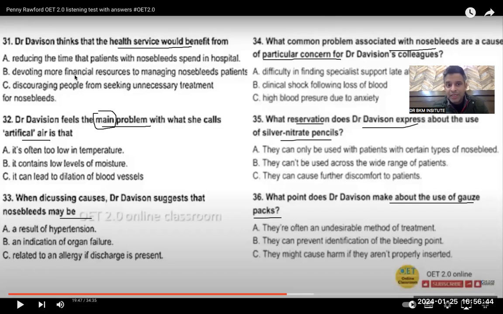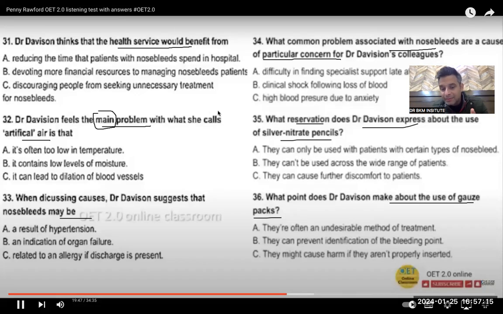And by the time I would be reading the first question, Dr. Davidson thinks that, now I should know all the 3 options. Health service would benefit from reducing the time that patients with nosebleeds spend in the hospital. Again, every word is important. Reducing the time of patients in the hospital, devoting more financial resources means giving more money, or discouraging people from seeking unnecessary treatment. So let's see what is the reason.